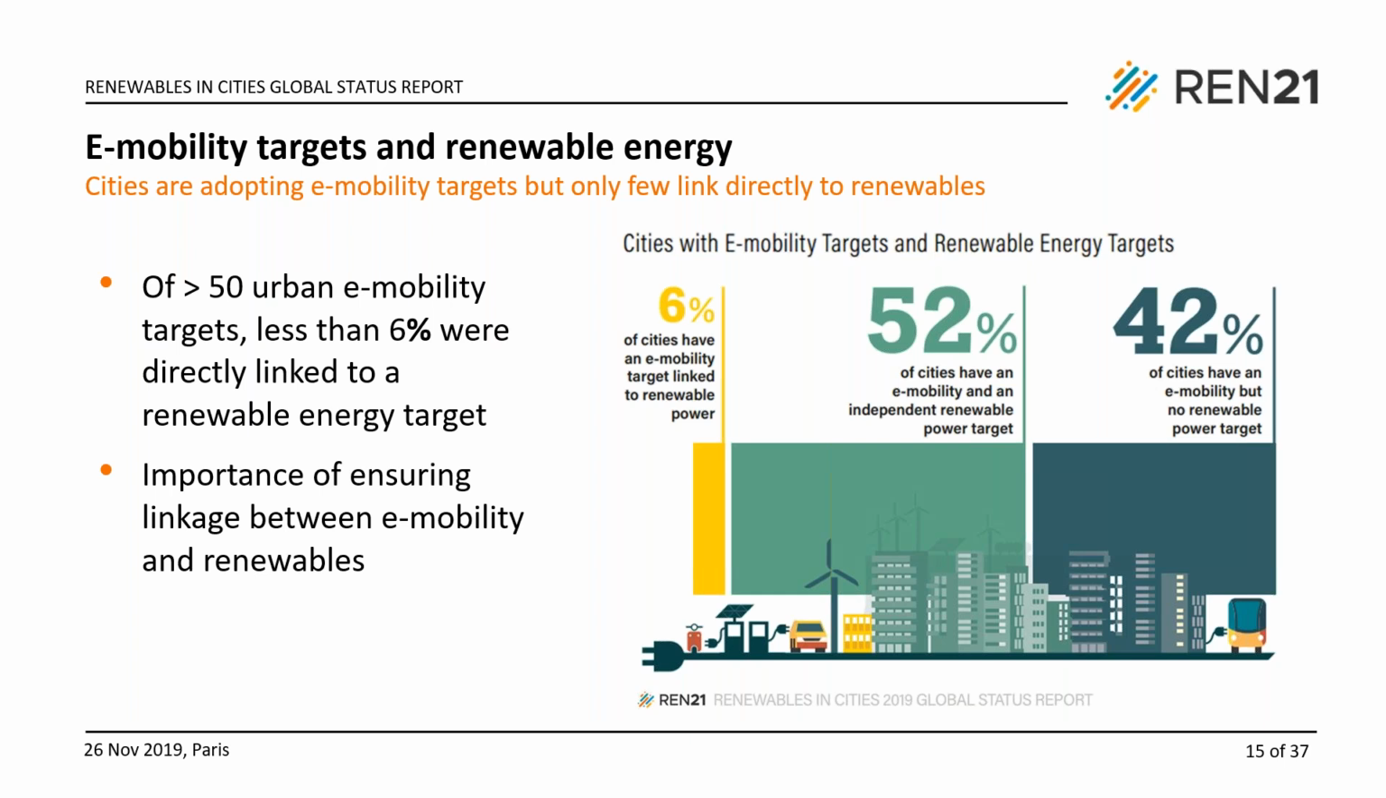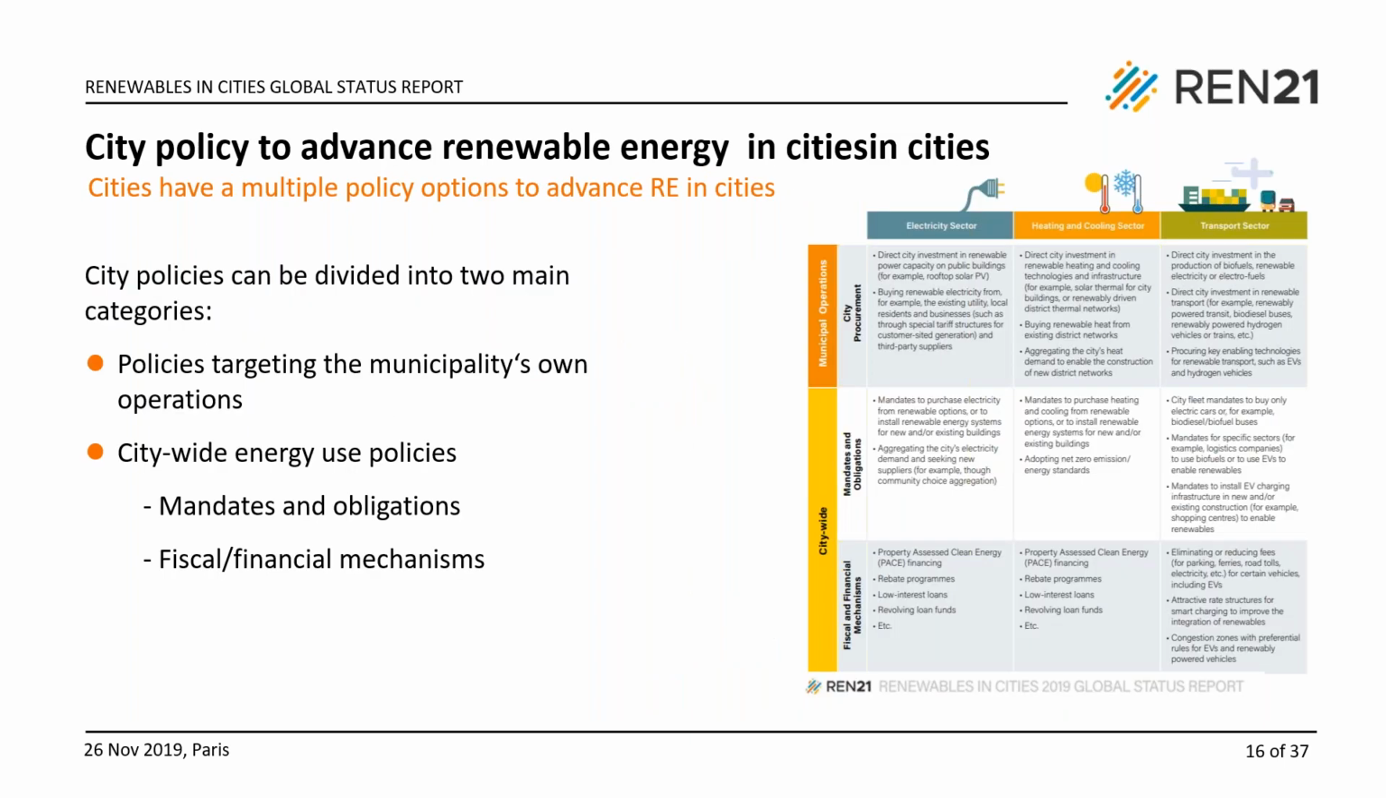What we see is that less than 6% were directly linked to renewable energy. 52% of the cities do have e-mobility targets and renewable power targets, so in line but not integrated. And 42% of the cities do have an e-mobility target, but no renewable power target. This is clearly an area we have identified where cities' target setting can improve towards a more integrated approach.